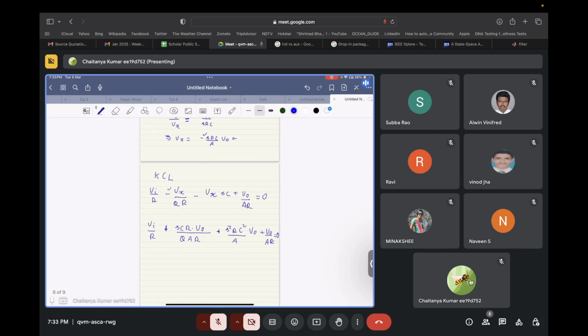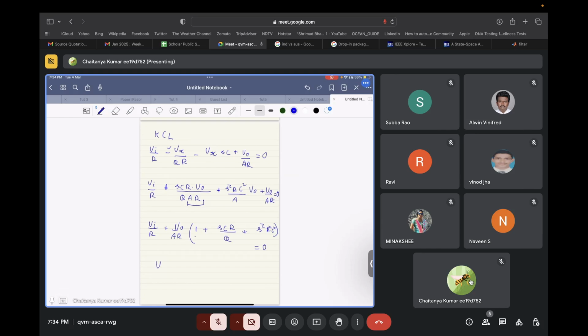Yeah. So from here, let's take out AR common. So what we will have here is Vi R plus 1 by AR. V naught also can be taken out common. So we have 1 plus SCR by Q plus S square R square C square is equal to 0. And if we rearrange this, R can be removed. V naught by Vi is equal to minus of A upon S square R square C square.